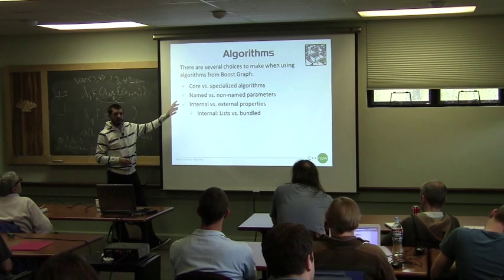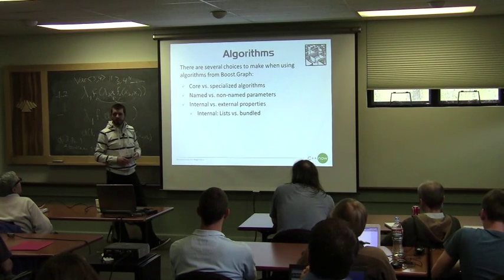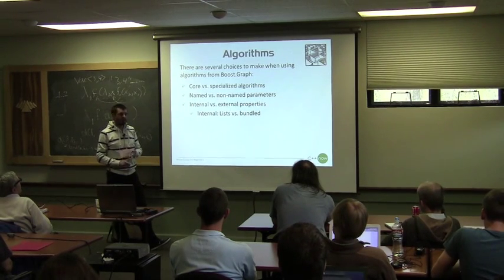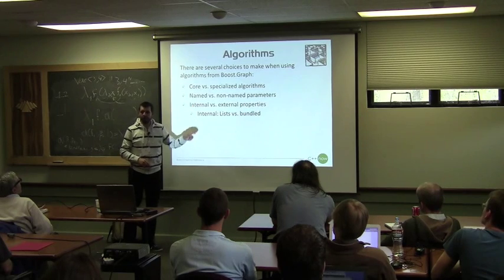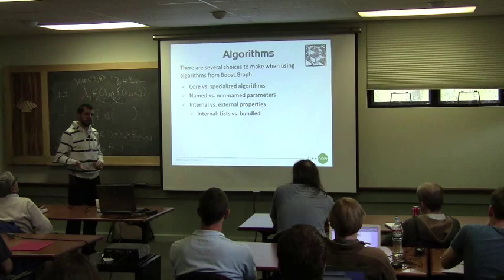What's getting a bit more complicated, and I think that's where people start to have the first problems, is that there are two versions of every algorithm. The one version has named parameters. The other version has non-named parameters. So what does this mean now?